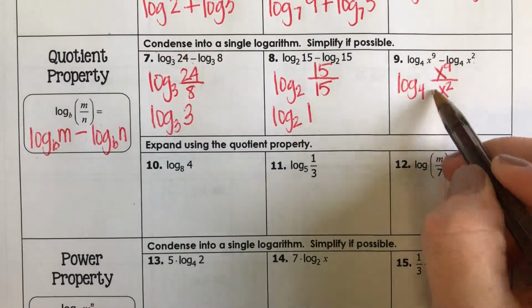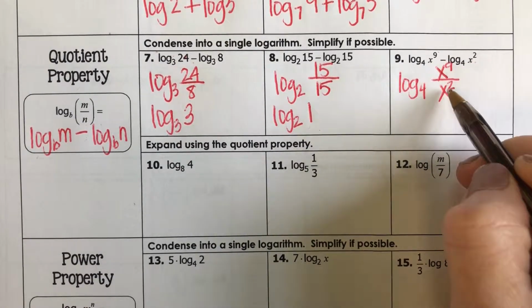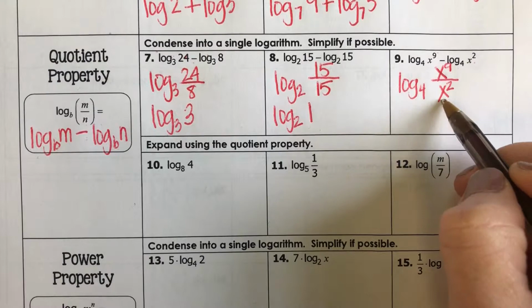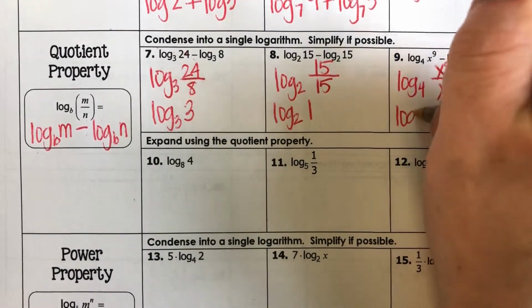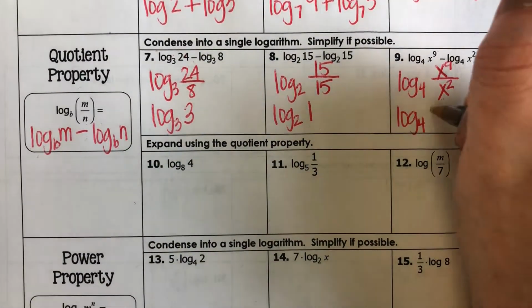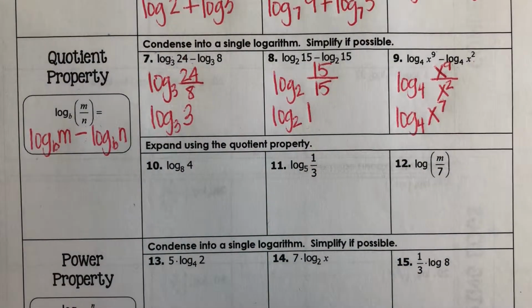Well, this is not done because I can simplify this also. According to my exponent rules, if I divide two things that have the same base, I will subtract my exponents. So this is going to be log base 4 of x to the 7th power.